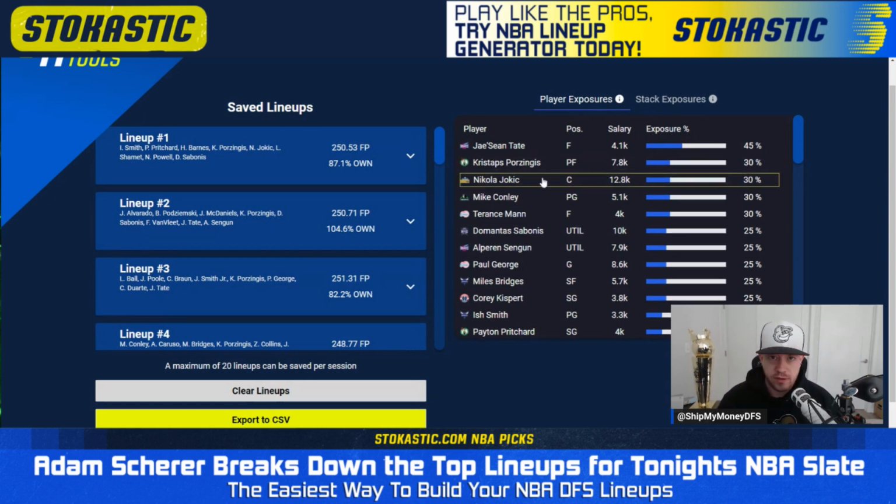And all of the lineups that you're presented with, again, are projected to be profitable lineups. So you're not necessarily losing any value by doing that. So that's another customization option you have. Now we can look at these lineups individually.